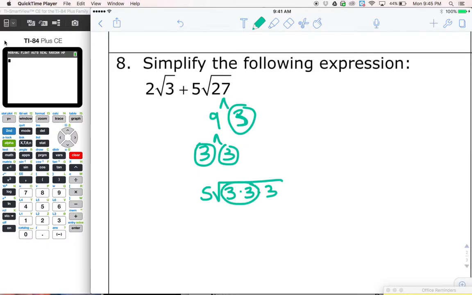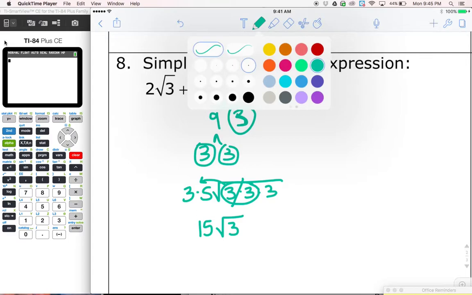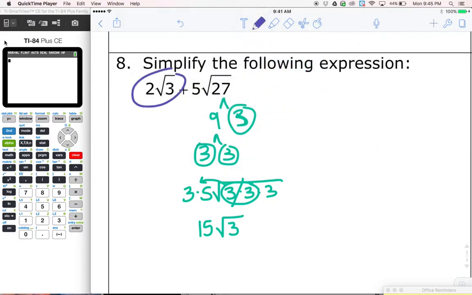So I've got a pair of 3s, so those get to leave, and this 3 has to stay inside. Now the numbers that get brought out get multiplied. So I've got 15 square root of 3. Careful, careful. Don't forget that you actually had this here in the front earlier, right?